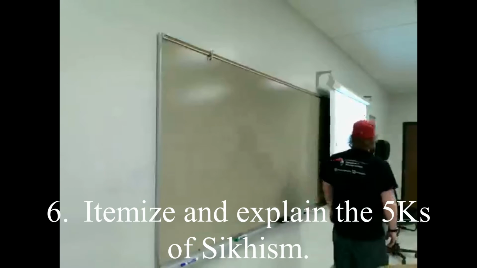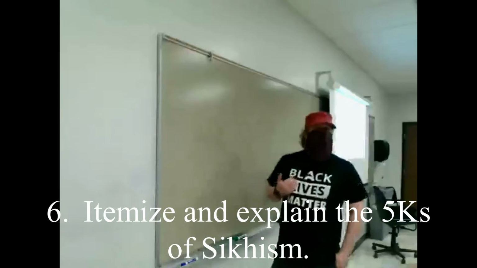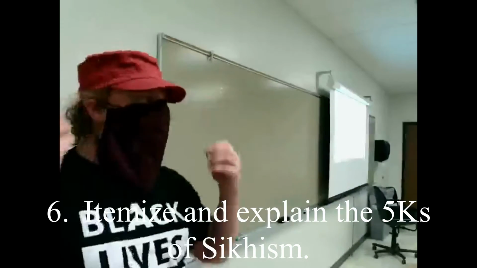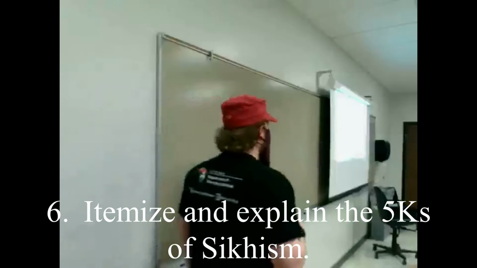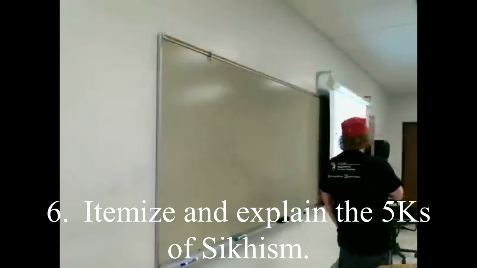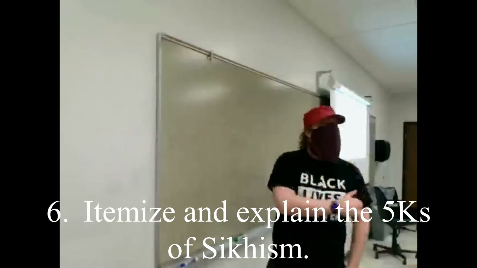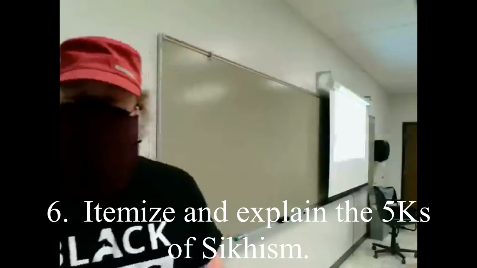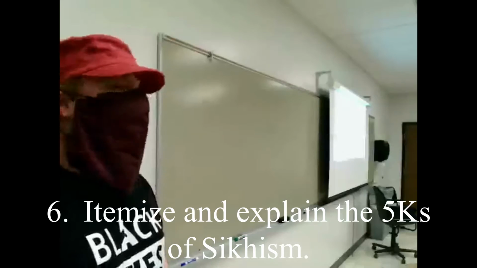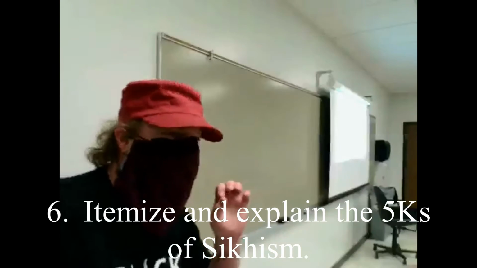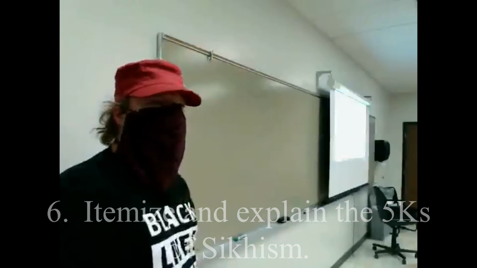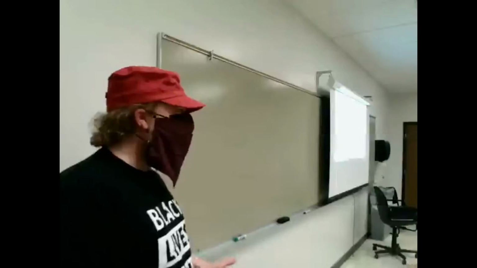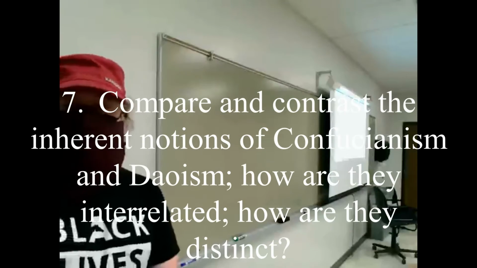6. Itemize and explain the 5 Ks of Sikhism. Remember, that's the keeping of a comb, the wearing of a turban, the keeping of a knife or a blade. What are they? So list them and explain them. What are they and what do they mean? What do they signify? Why carry the comb? For example, to tend one's hair, because that's considered very important, a gift of Ik Onkar. Why carry a blade always? To defend the weak. Like literally? Am I going to stab someone with this blade? Depends.